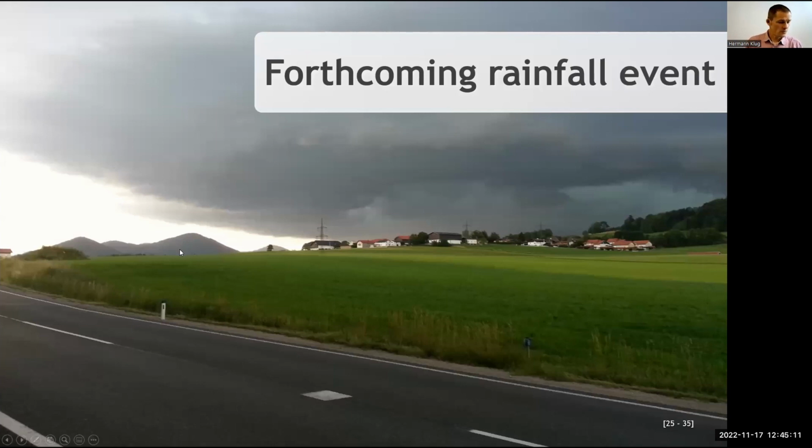So the forthcoming rainfall event, you can quite easily infer it from this picture. You know, in the northern part, we had 800 millimeters of rainfall. In the southern part, we have 1,800 millimeters of rainfall. And that's exactly what you see here. The northern part is to the left-hand side, where it's still a sunny environment. To the south, you see the dark colors of the clouds, already quite a thunderstorm approaching.